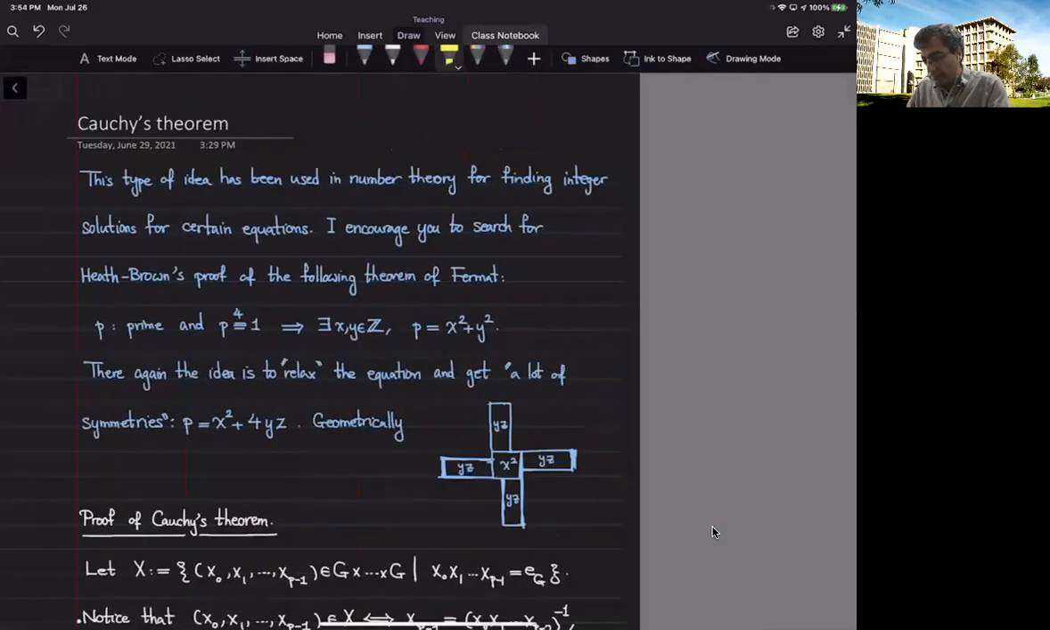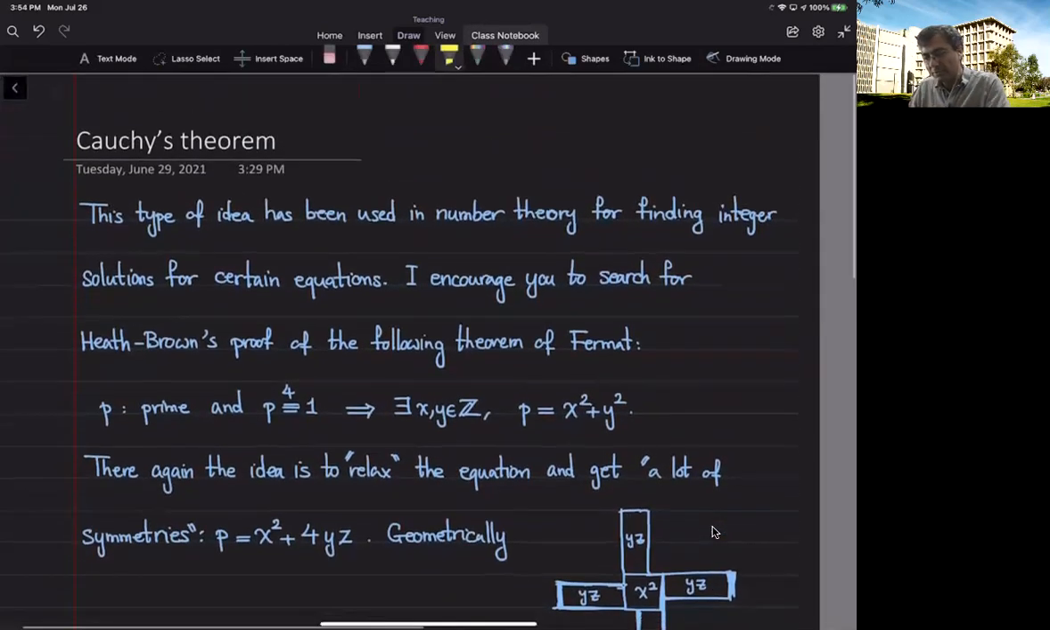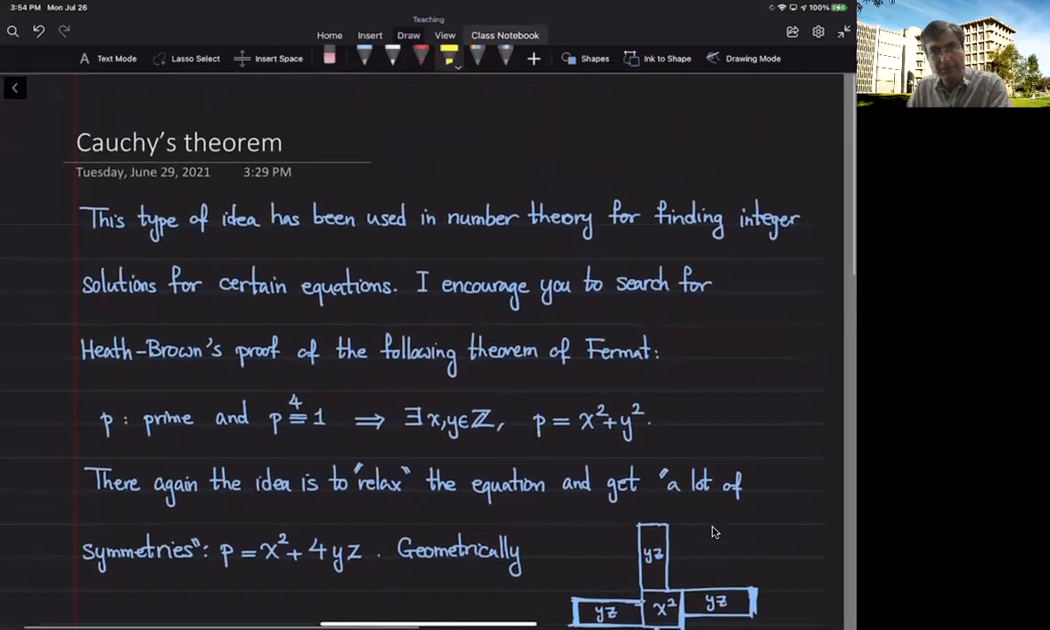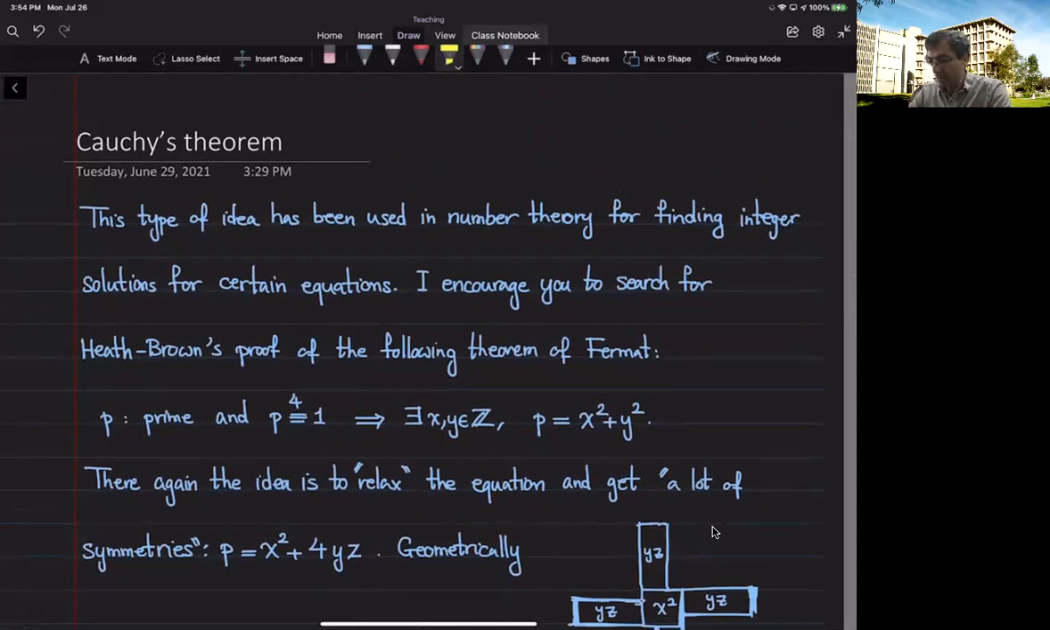This type of idea is actually used for other questions in number theory as well. This is a beautiful idea. Whenever it works, one can get joy out of it. Another example that comes to mind is a beautiful proof by Heath-Brown of the following theorem of Fermat, and I encourage you to search for this proof by Heath-Brown and enjoy the details of the argument.